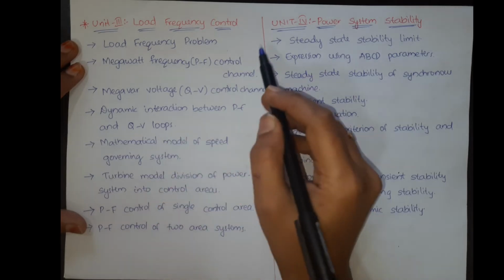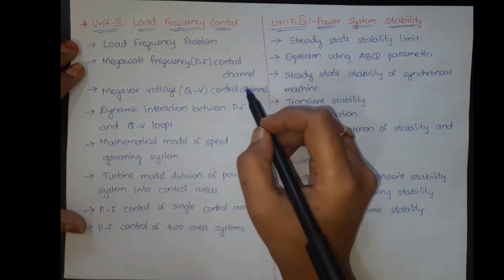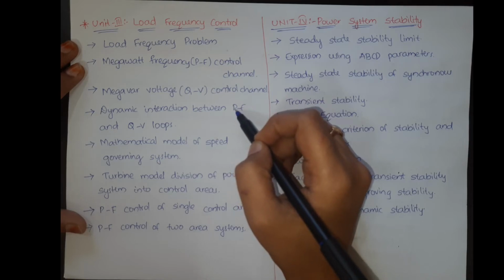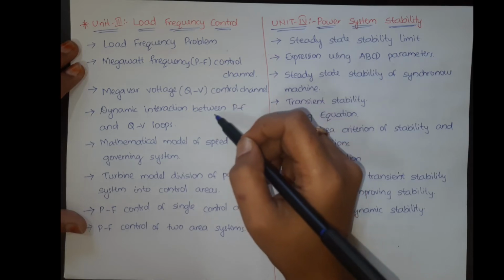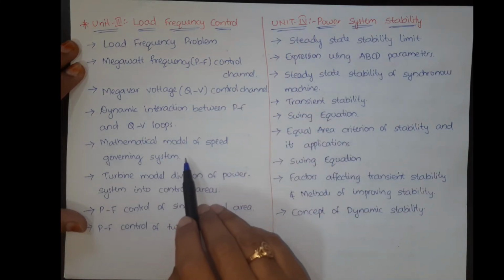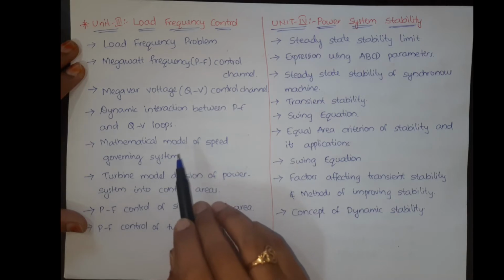What is the interaction between them? I told you these are the two methods, right? So what is the interaction between these two? How, when are these two occurring? So when these cases arise, that all we will be studying, right? Next, the mathematical model of the speed governing system. So there will be different speed governing systems in a power system. So how to represent them mathematically.